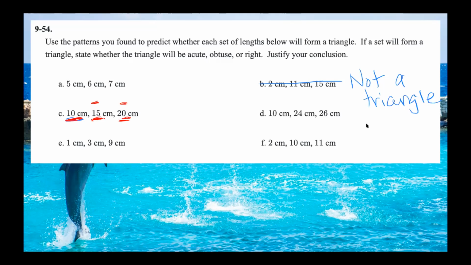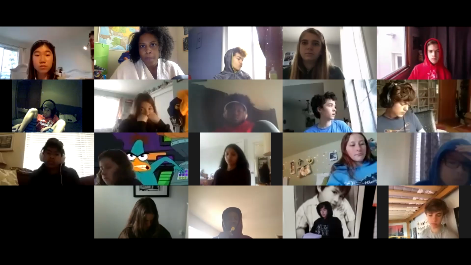Yeah, good. Which one am I missing? 10 and 15 greater than 20. 10 and 20 greater than 15. And then 15 and 20 are greater than 10. Good. So this is a triangle. Now that we know 10, 15, 20 is a triangle, let's see what type of triangle it is. So I'm going to stop sharing this screen, and then I'll put the whiteboard up, okay?